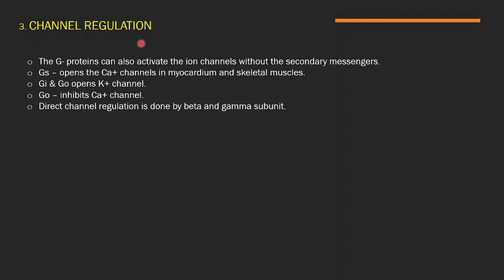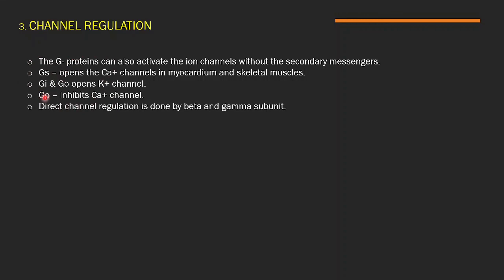Now, secondary messengers we have seen: in case of phospholipase C, the IP3 and the DAG, and in case of adenyl cyclase, the cAMP. These are the secondary messengers. But in case of channel regulation, these secondary messengers are not used. They can directly open up the channel with the help of these G proteins.